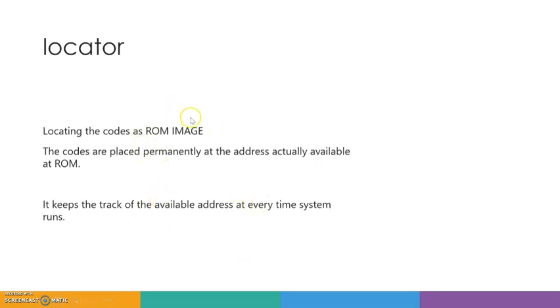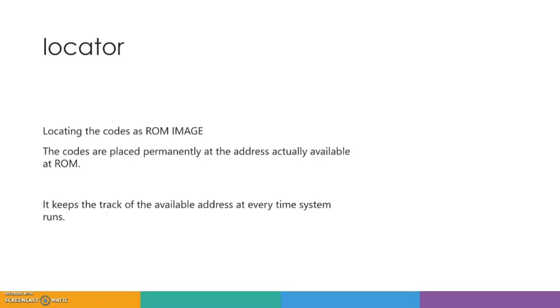We have seen that finally, after conversion to object code and then after linking and everything, we get a final executable code along with data that we are going to burn to the ROM, and it is called the ROM image. Now this locator is going to locate the codes as a ROM image. Locating the code means finding the available address on the ROM, and it is going to place the final code at that address.